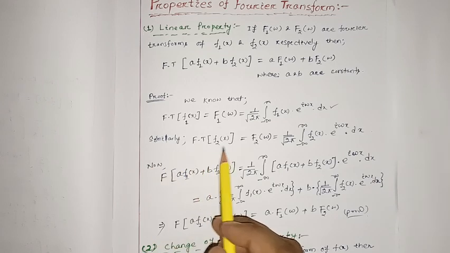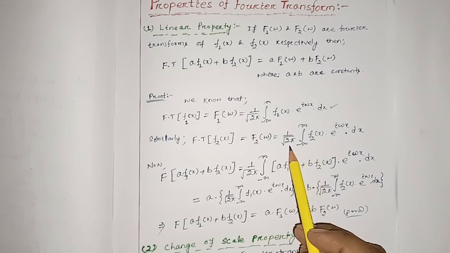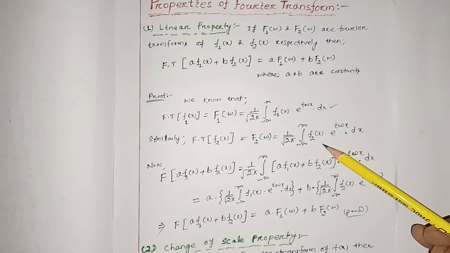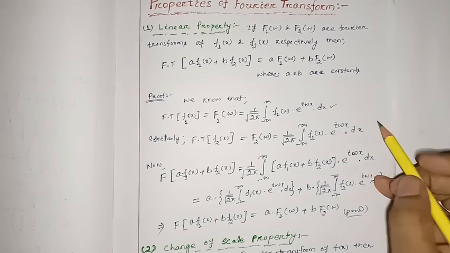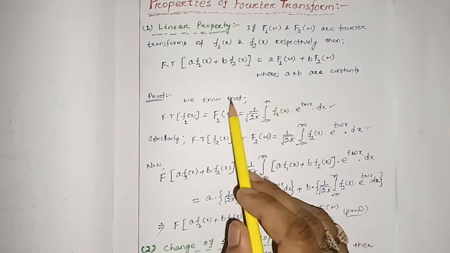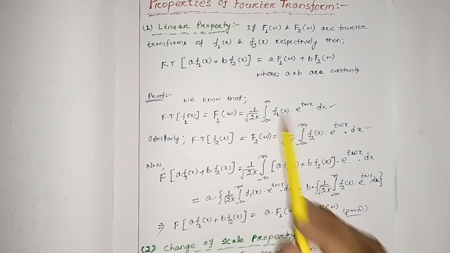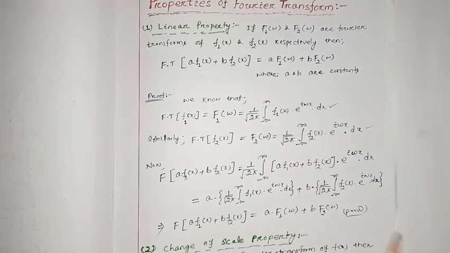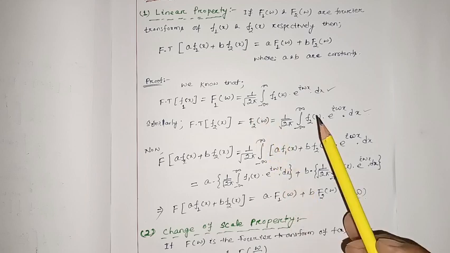Similarly, the Fourier transform of small f2(x) is capital F2(omega), which will be equal to 1 by root 2 pi times the integral from minus infinity to plus infinity of f2(x) e to the i omega x dx. So here x is transformed to omega, but this one is f1(x) and this one is f2(x). Now we are going to just add.